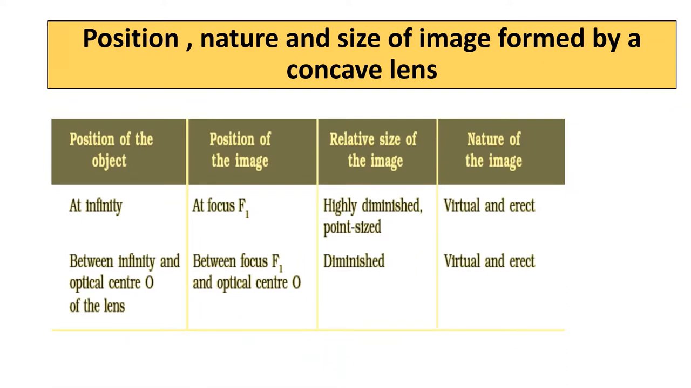What about concave lens? The position, nature and size of the image formed by a concave lens. Here we have only two cases: when the object is at infinity and when the object is placed at a finite distance from the concave lens. When the object is placed at infinity, the image is at F1. It is highly diminished, point sized. The nature of the image is virtual and erect. When the object is placed between infinity and optical center O, the image is between F1 and O. It is diminished and the nature is virtual and erect.